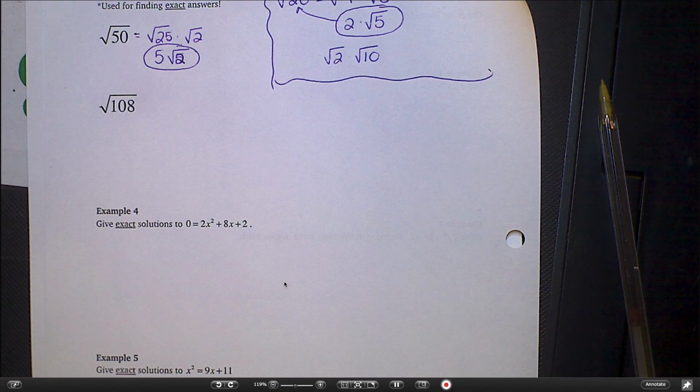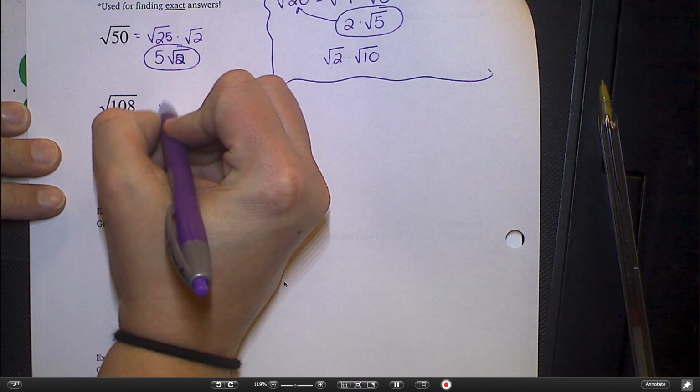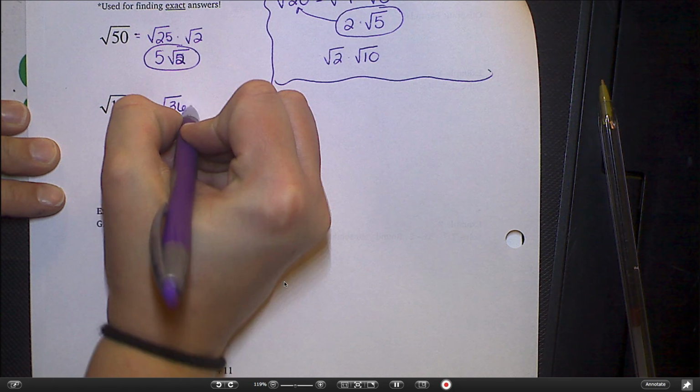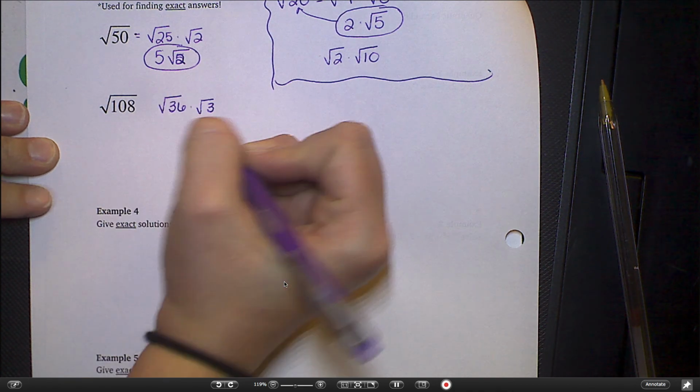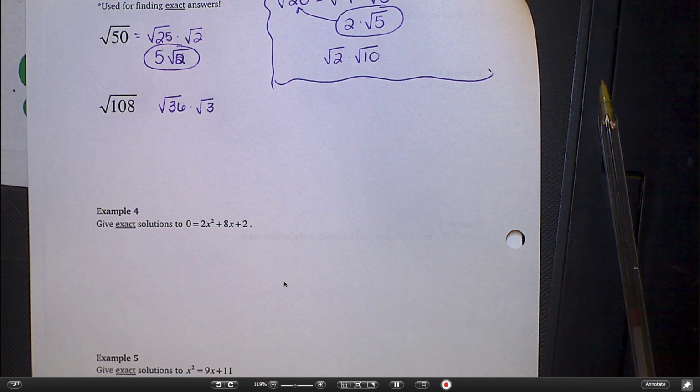Anyone think they have a combination that works for 108? Someone's got something. Andrew, what do you got? Okay, so square root of 36 times square root of 3. Now, I'm betting Andrew does not walk around knowing that 36 times 3 is 108. I'm guessing you probably had to take that 108 and divide it by stuff until you found one that works. That's totally okay. Sometimes you have to take the number and just start dividing it by these numbers until you find one that works.